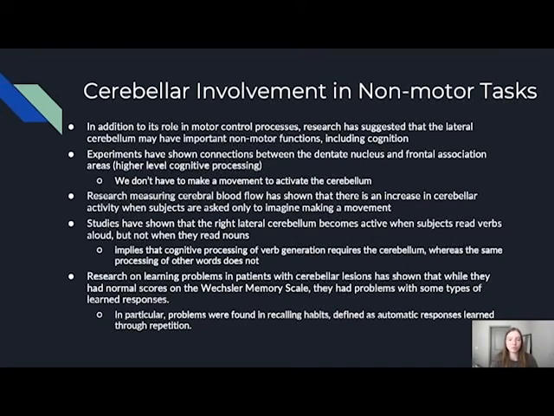Also, there's been research done on learning problems in patients with cerebellar lesions that showed that while they had normal scores on the Wechsler memory scale, they did have problems with some types of learned responses. In particular, there were problems found with recalling habits, which are those automatic responses learned through repetition.